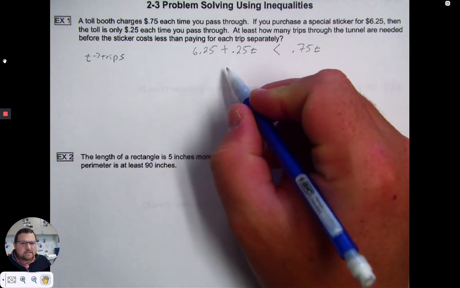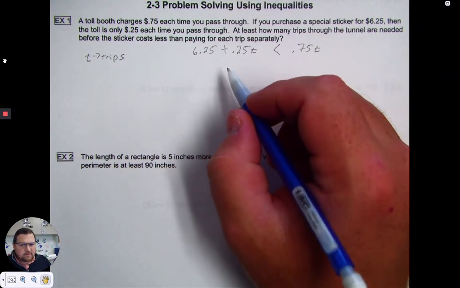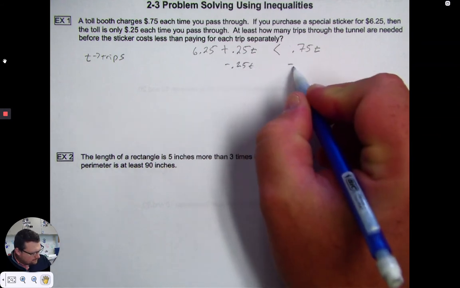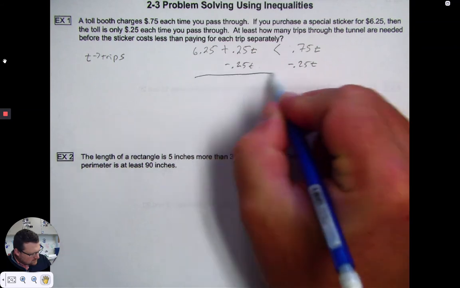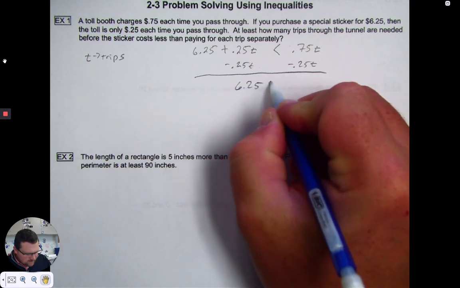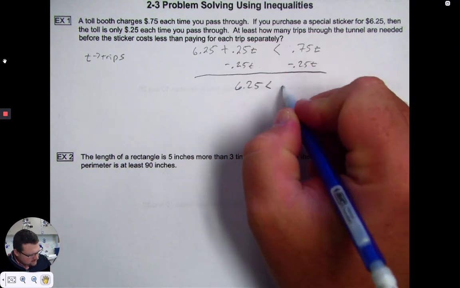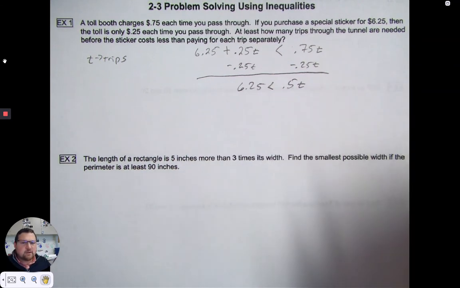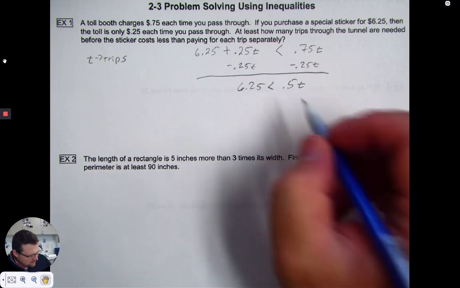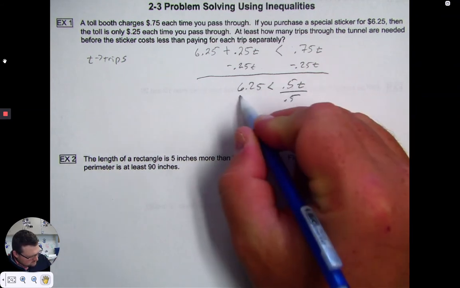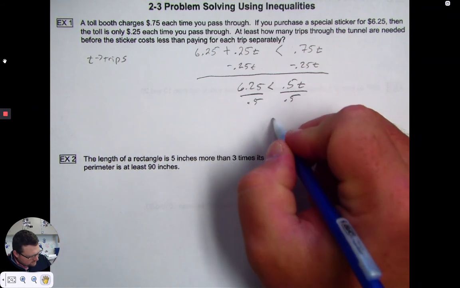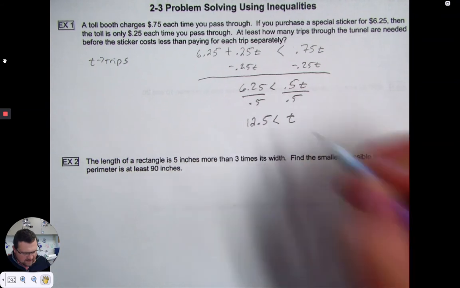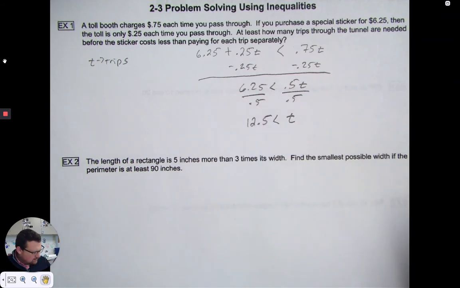So we have to follow all the same rules that we've been following for solving inequalities. So we're going to subtract 0.25t, and you get 6.25 is less than 0.5t. And now we need to solve for t. So to get rid of that multiplication by 0.5, we have to divide by 0.5. So we're just going to divide both sides by 0.5. Okay, and we get that 12.5 is less than t.